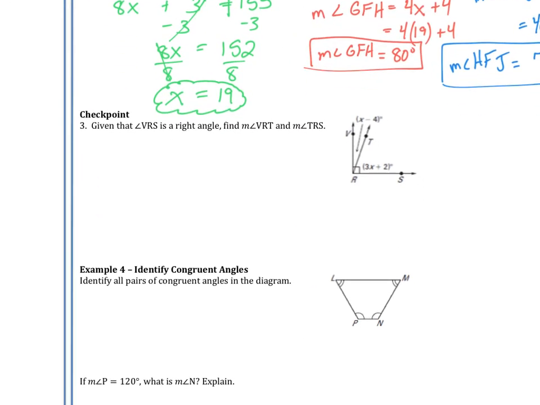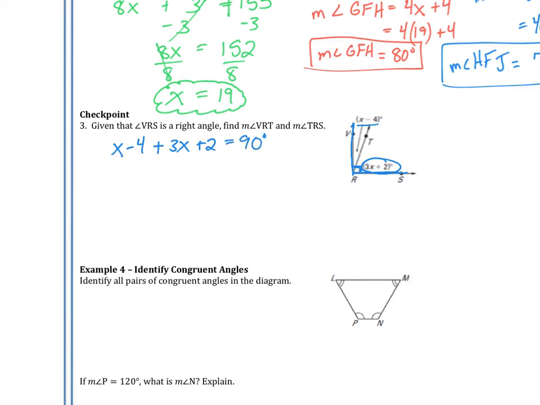Okay. We'll go to the checkpoint just because I want to show another example of this. It says, given that angle VRS is a right angle, find the measure of angle VRT and the measure of angle TRS. So a right angle, this means that it's 90 degrees. So this angle is 90. So that means the two smaller parts, the x minus 4 and the 3x plus 2, when you put them together, x minus 4 plus 3x plus 2 is going to be equal to 90 degrees.